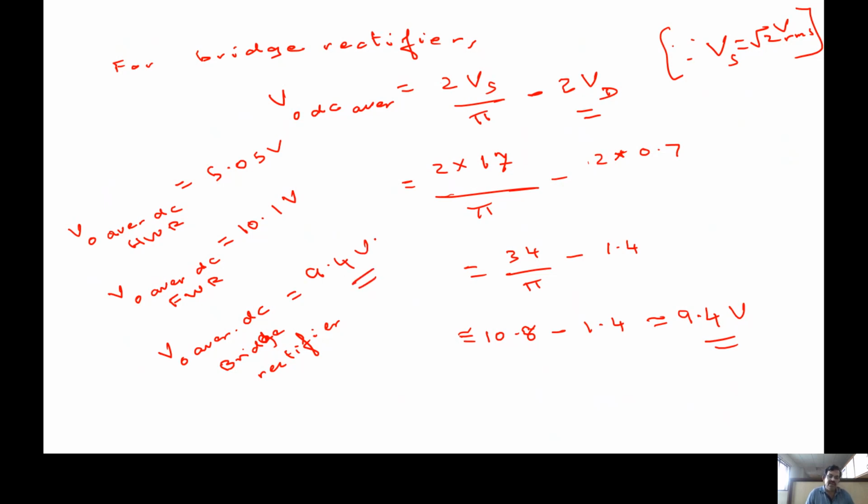So you can see that the average DC output in a bridge rectifier is smaller, but the bridge rectifier has certain advantages as we discussed in yesterday's class. So I'm not going to get back into that, but you know it already. So this is the average output.